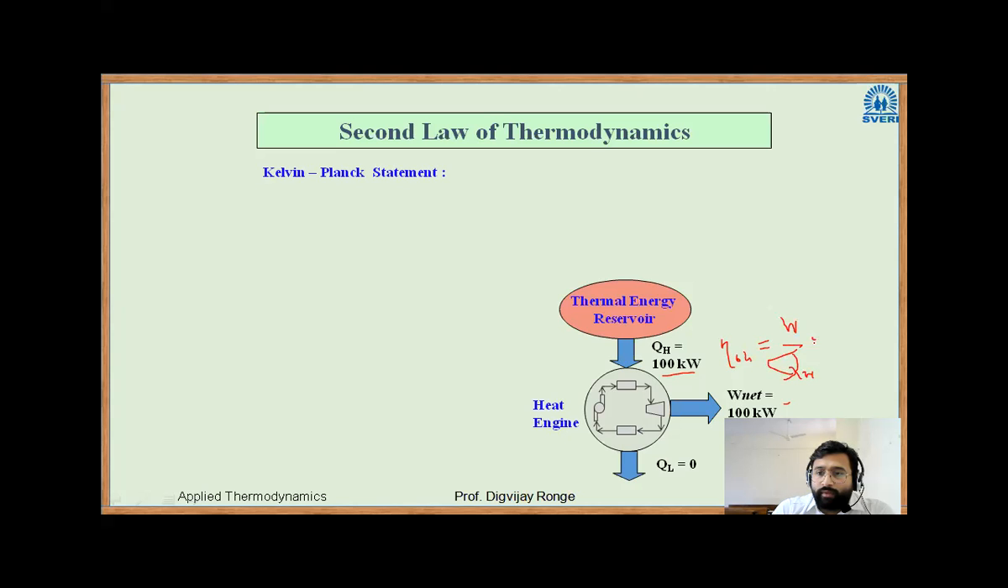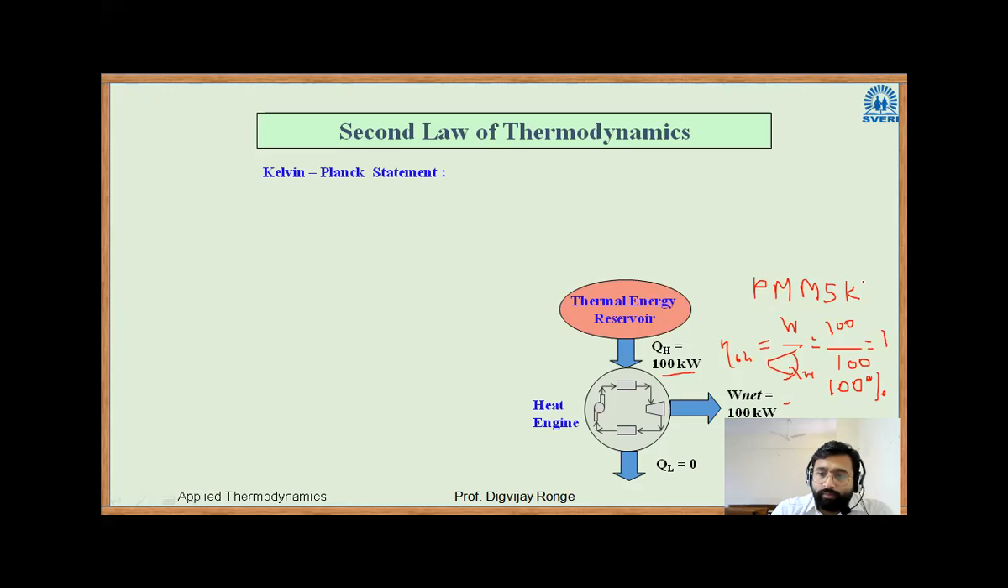So in this case, this will be equal to 100 divided by 100, and this will be equal to 1. So that means the efficiency in this case is 100%. So this is a machine. What I am saying is PMM-SK, a machine with 100% efficiency.